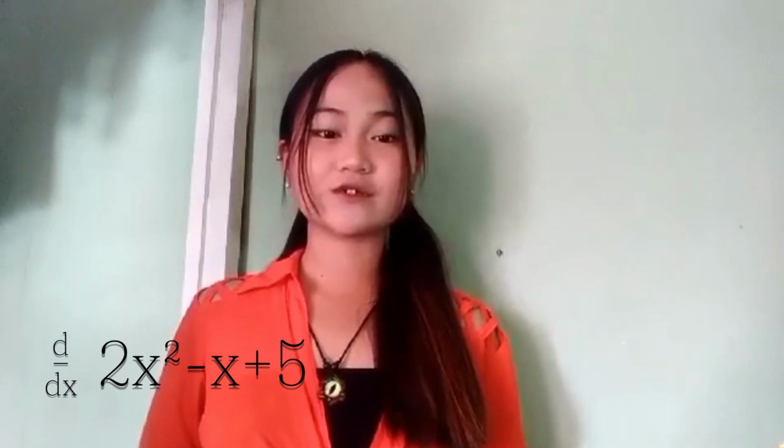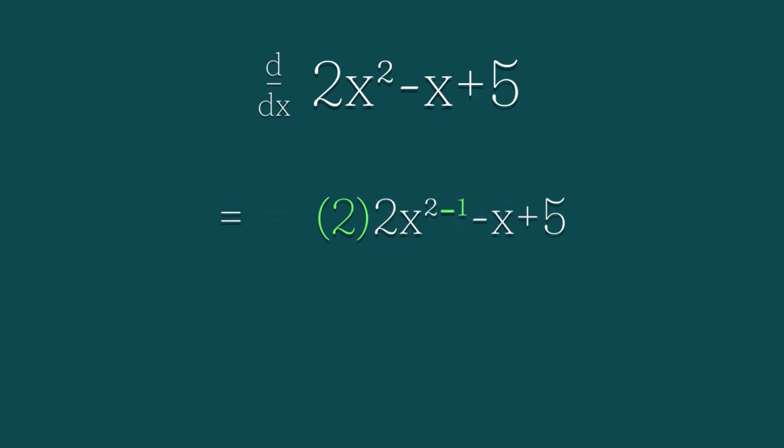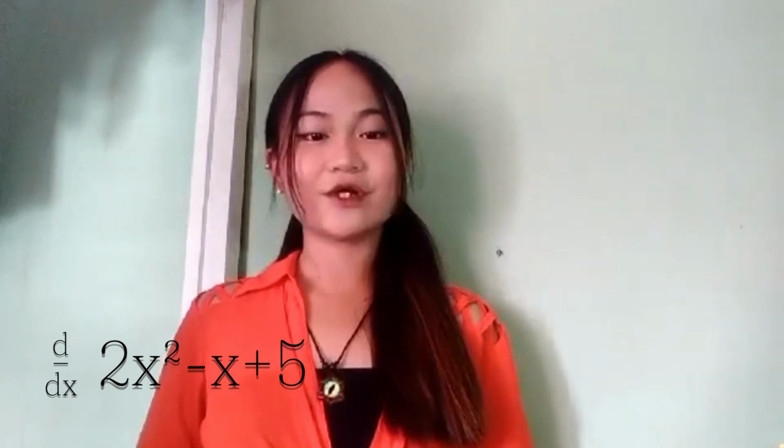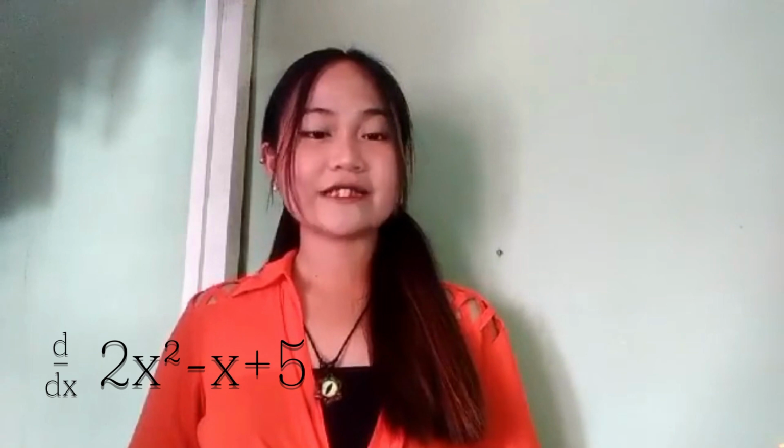For the first term, we have 2x squared. We have to bring down the exponent 2 and subtract 1 from the exponent, so now we have 4x raised to 1, or 4x. For the second term, we have negative x. We have to bring down the exponent 1 and subtract 1 from the exponent, and now we have x raised to 0, or negative 1.